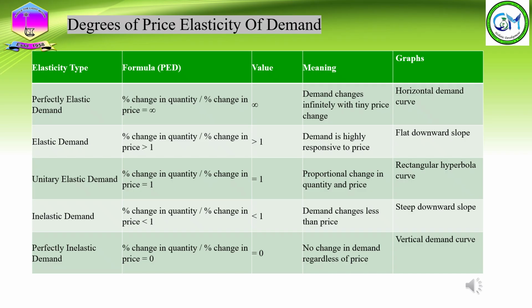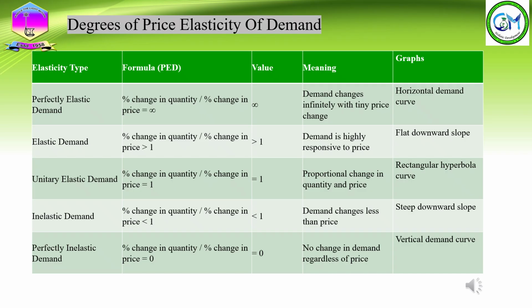First one is perfectly elastic demand. For this, a small rise in price on the part of the seller reduces the demand to zero. That is called perfectly elastic. A small change in price leads to an infinite change in quantity, that is, percentage change in quantity divided by percentage change in price. Its value is infinity, and the shape is a horizontal line.